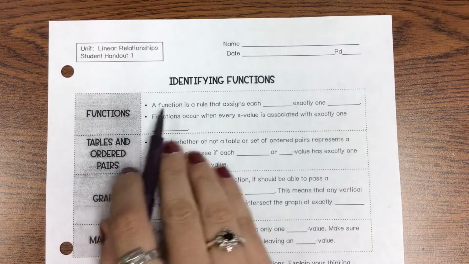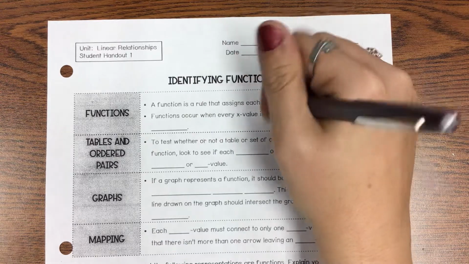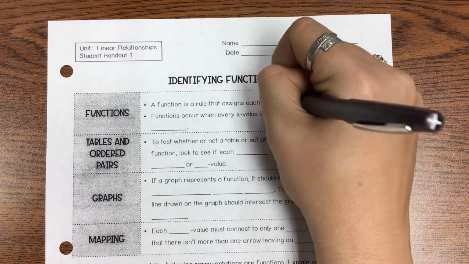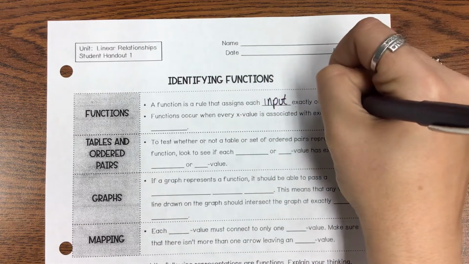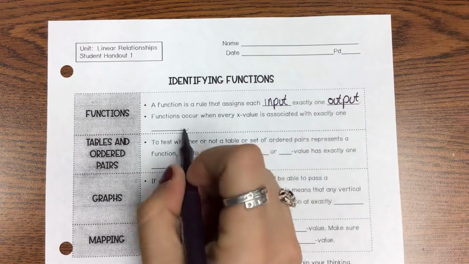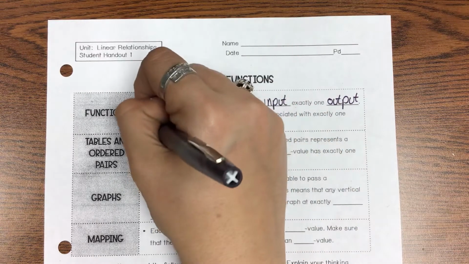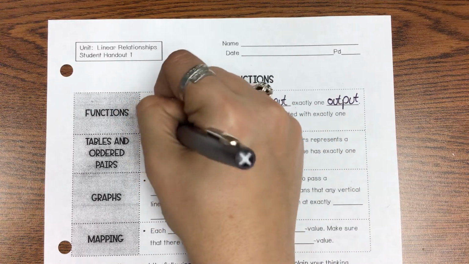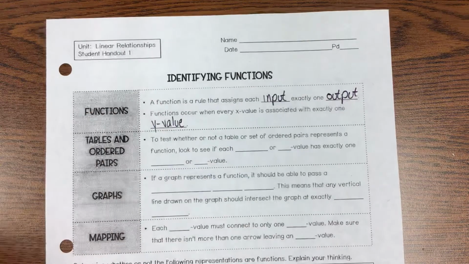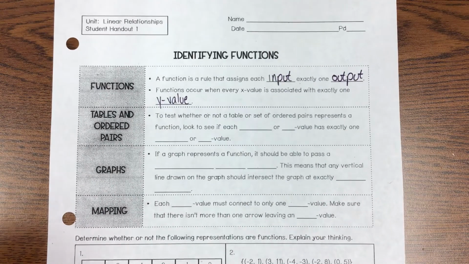So a function is a rule that assigns exactly each input exactly one output. Functions occur when every x value is associated with only one y value. Okay, that sounds really confusing. We've got input, output, x and y.